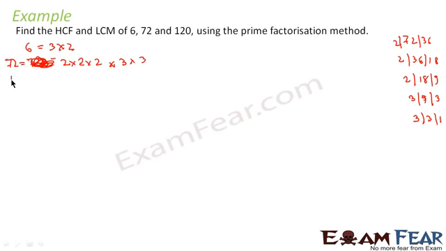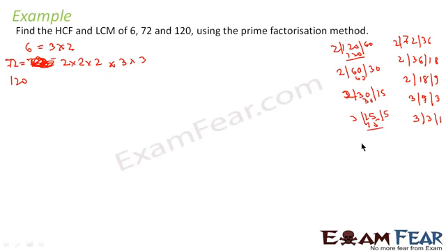Similarly for 120, let's find the factors. 120, you know it's divisible by 2, so we'll divide by 2. This becomes 60. 60 also is divisible by 2, so we get 30. 30 also is divisible by 2, so we get 15. Now 15 is divisible by 2? No. By 3? Yes, we get 5. Now for 5, divide by 3? No. By 2? No. By 5? Yes. So the factorization we got for 120 is 2 into 2 into 2 into 3 into 5, correct?